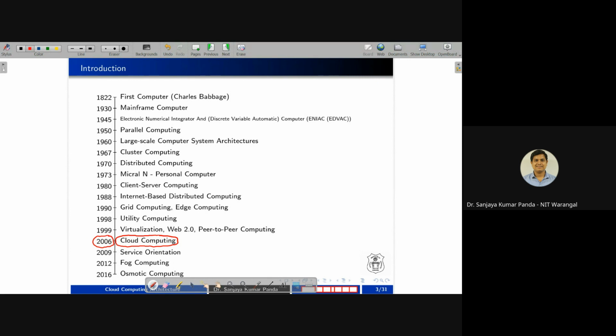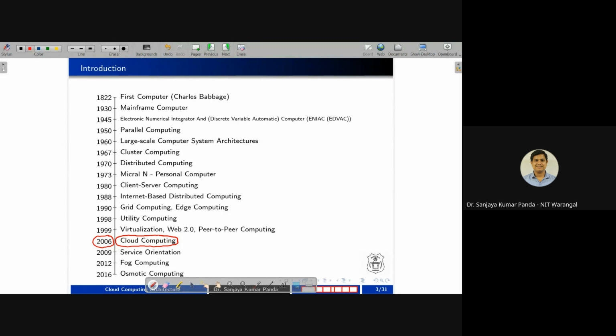That's why distributed computing has been very popular from 1970 onwards. In fact, all the computing that came after 1970 is considered parallel computing as well as distributed computing. Similarly, in 1973 we have the first personal computer. Before 1973, we didn't have personal computers. The first personal computer came in the year 1973. Then in 1980, we have client-server computing. Then in 1988, we have internet-based distributed computing.